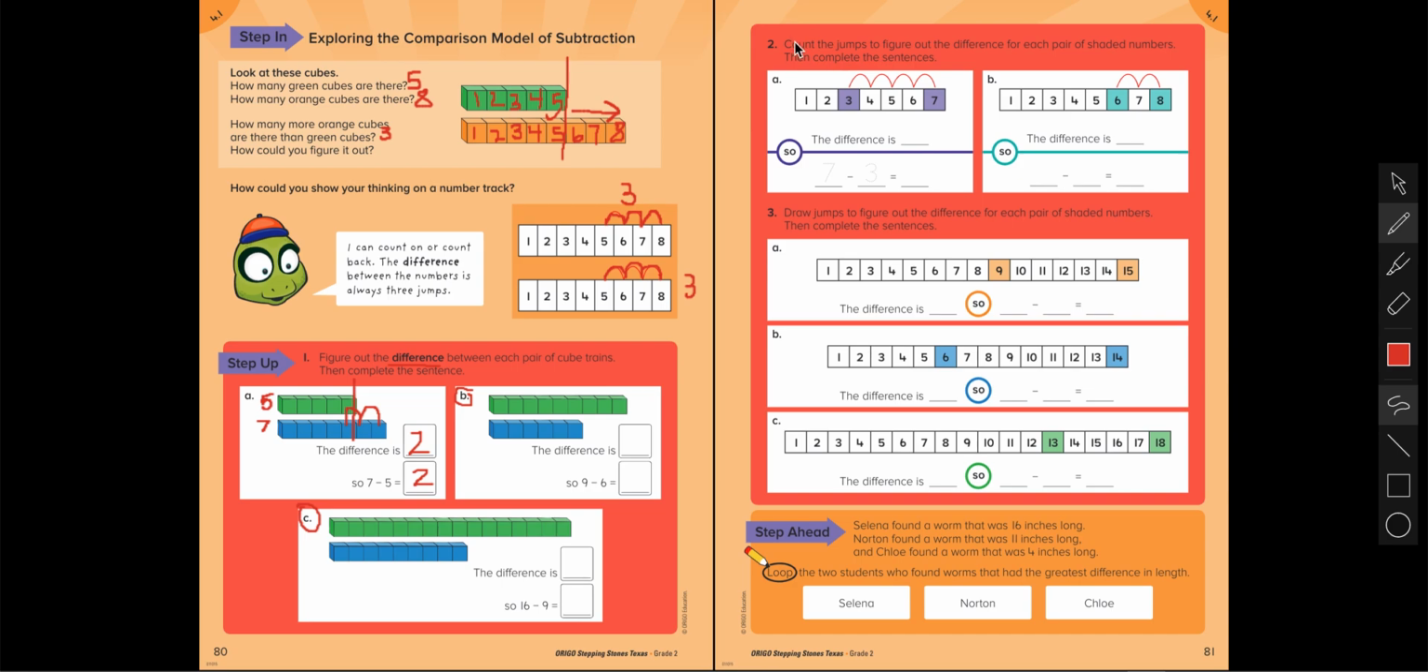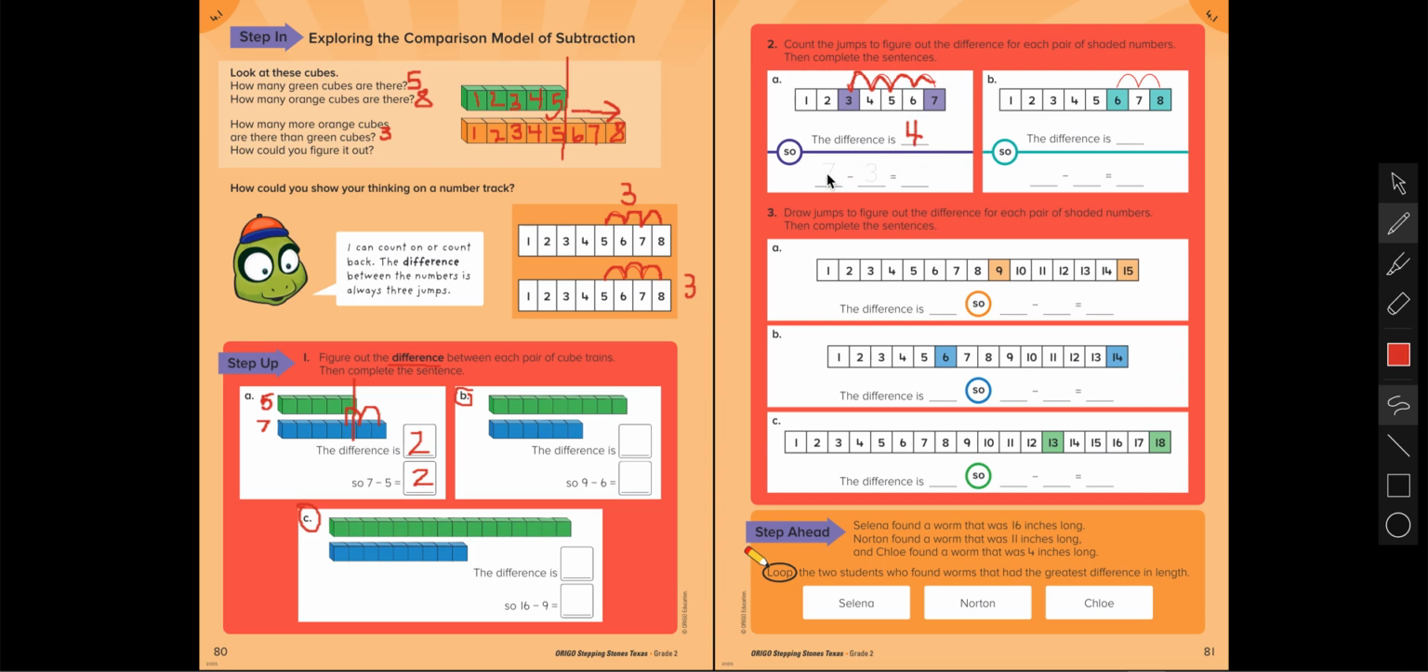Let's look at number 2. It says count the jumps to figure out the difference for each pair of shaded numbers. Then complete the sentences. So they're going to do the count back strategy. I'm going to count how many jumps I took to get from 7 to 3. I have 1, 2, 3, 4. So I know the difference between 7 and 3 is 4.